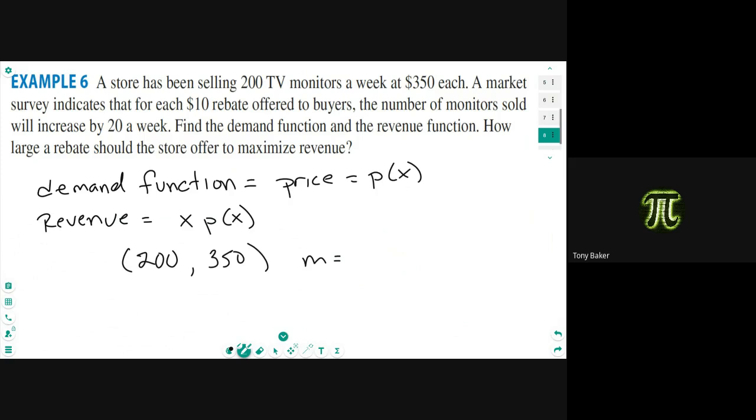All right. So if my price is Y and my number of TVs sold is X, think about your slope. Slope is rise over run, right? Y over X. So it's a $10 rebate, so that means the price is going up or down? Down. It's like a coupon. So $10 off, and I'm increasing my TVs by 20. So there's my slope.